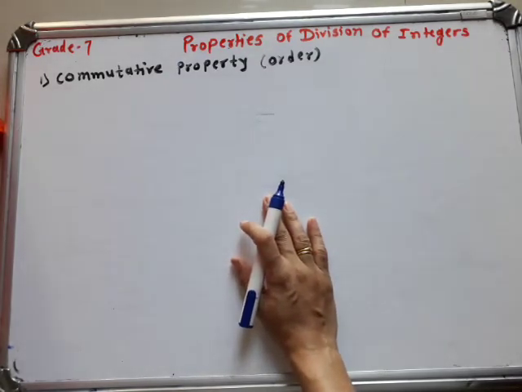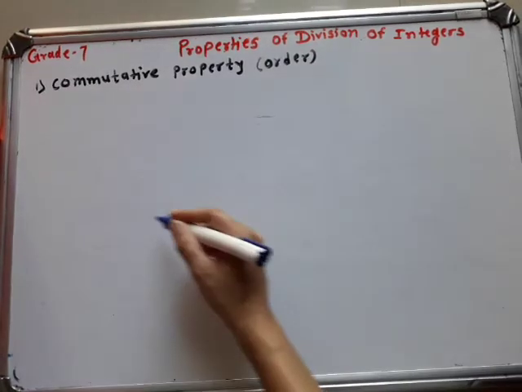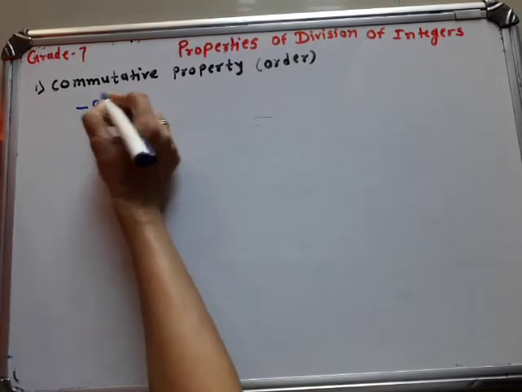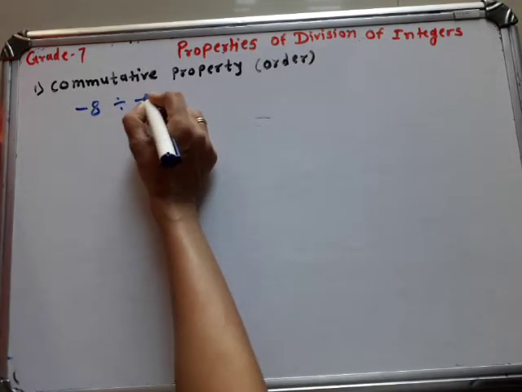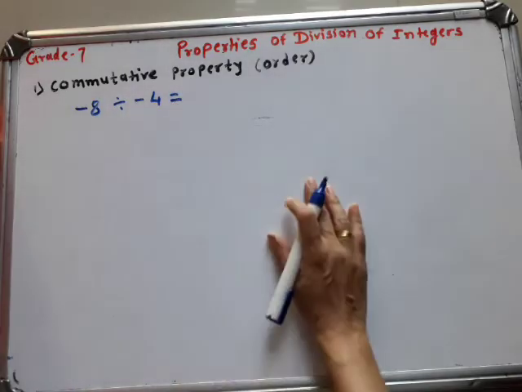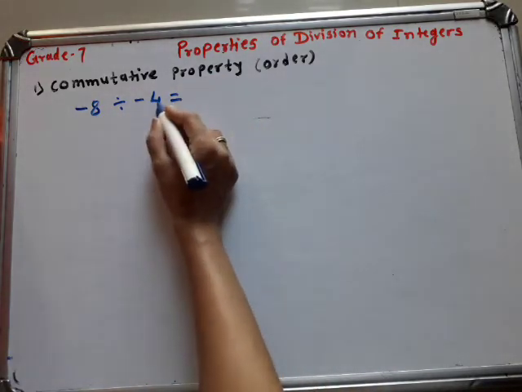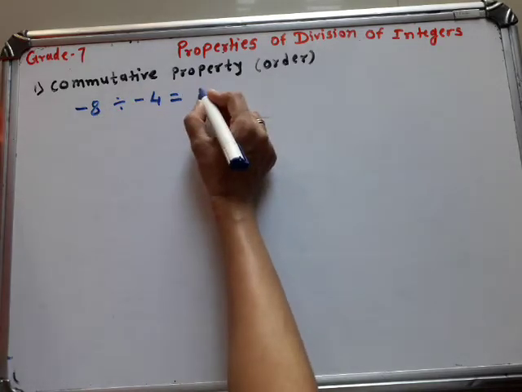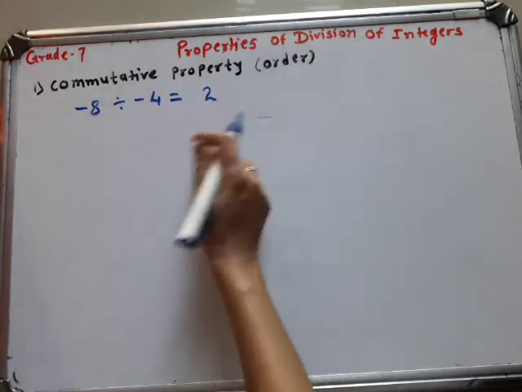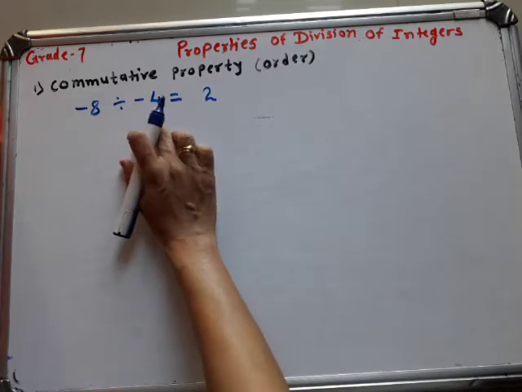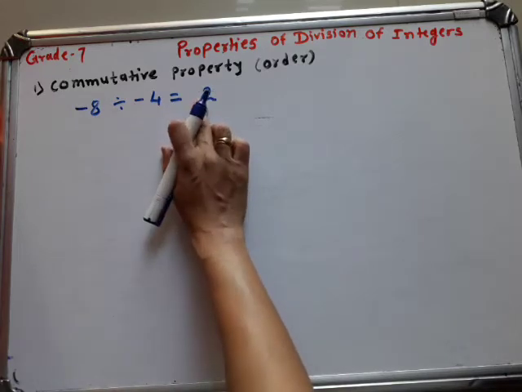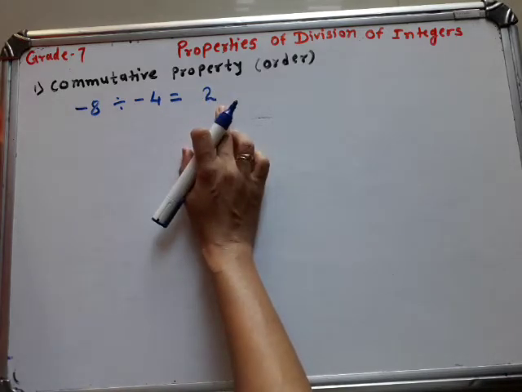Suppose we take the numbers minus 8 divided by minus 4. What is our answer? 8 divided by 4, 4 twos are 8. So here we get the answer 2, and since minus and minus gives a plus, we get plus 2.